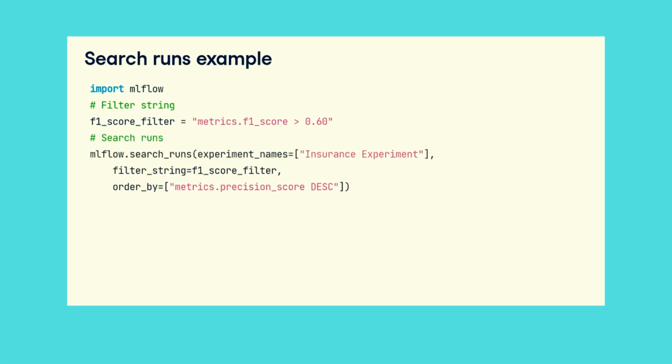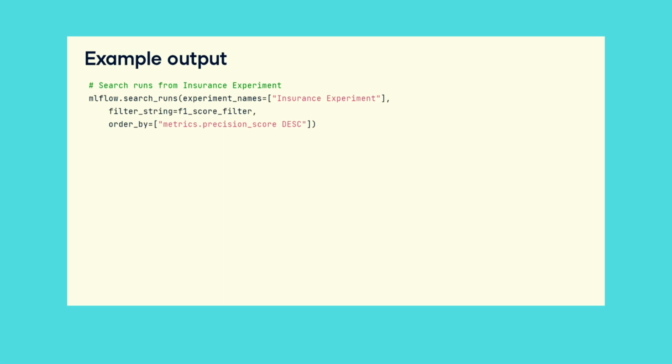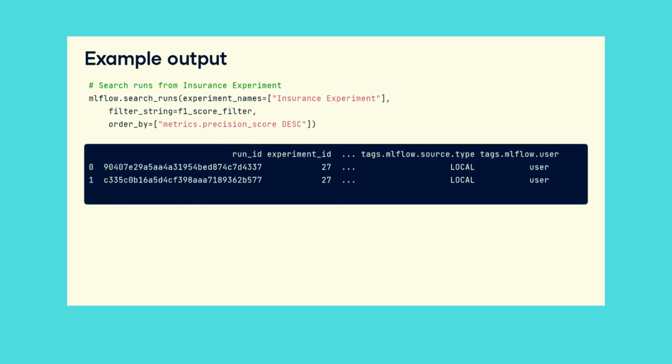Begin by importing the MLflow module. Let's store our filter string as a variable to make it easier to pass in as an argument. Now let's call the search runs function with the filter string and order by arguments and include the experiment name, insurance experiment. Our query results return 2 runs having F1 score greater than 0.6.